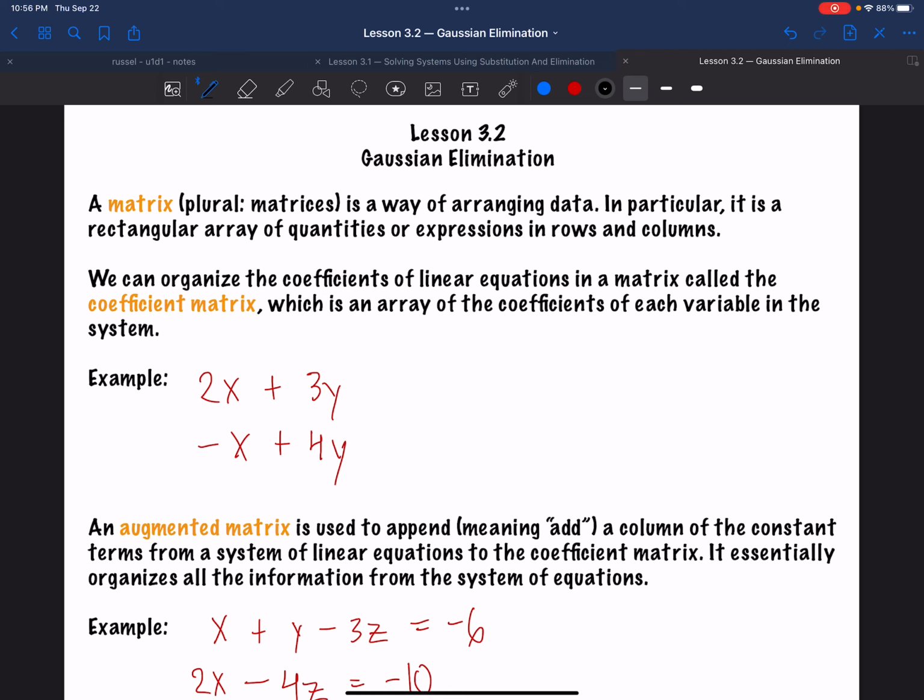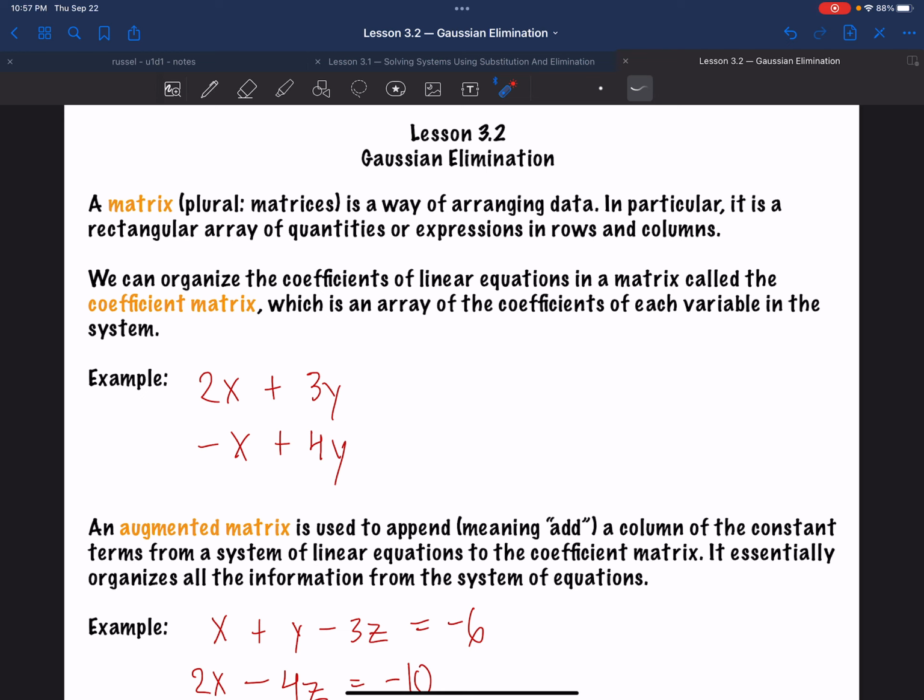So before we even talk about Gaussian elimination, this is a whole new thing for you guys. We're going to talk about a matrix. So let me get my laser pointer here. Matrix. I've got most of it written out here, but I do want to explain in this video kind of like I would in class, okay? A matrix, plural matrices, is a way of arranging data, all right? Now, in particular, it's a rectangular array of quantities or expressions in rows and columns. Every matrix is constructed of some amount of rows and columns, okay?